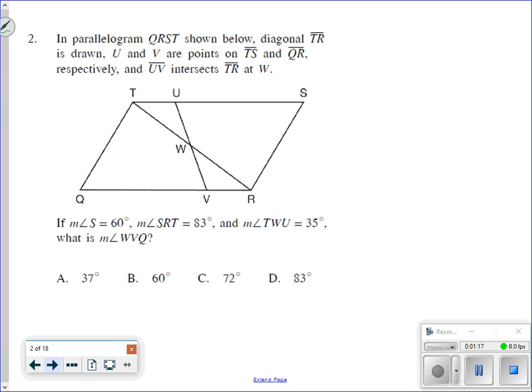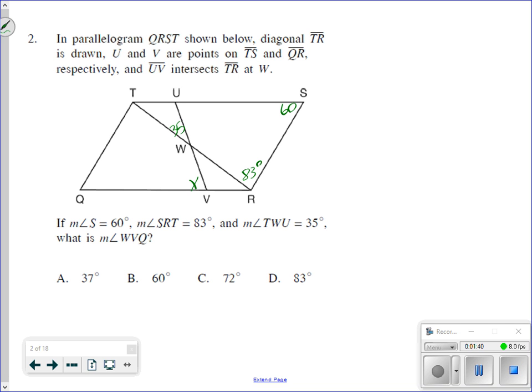In the second one, parallelogram QRST has all these diagonals and all these points and other fun stuff. So angle S is 60 degrees, angle SRT is 83 degrees, and TWU is 35. What's the measure of angle WVQ? A couple different ways to go about this.